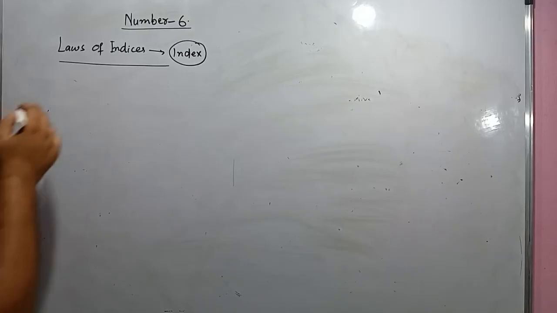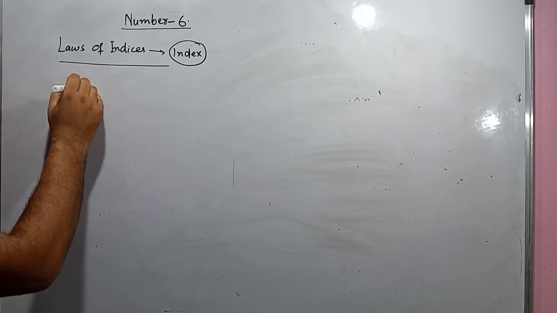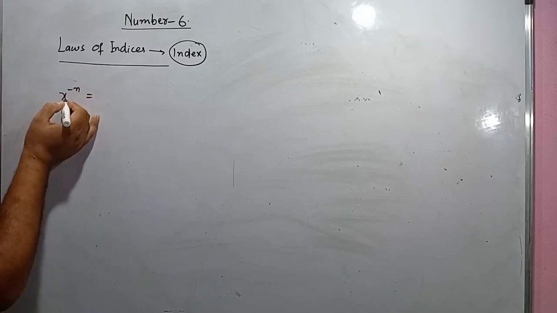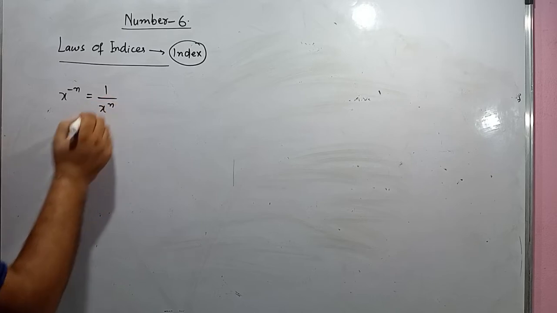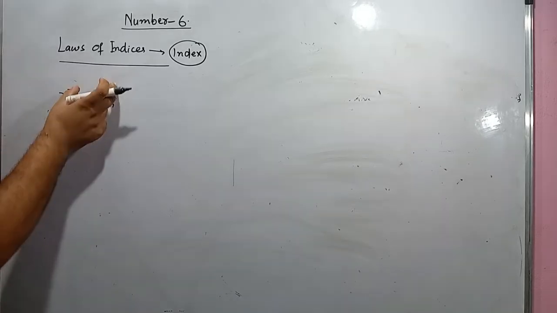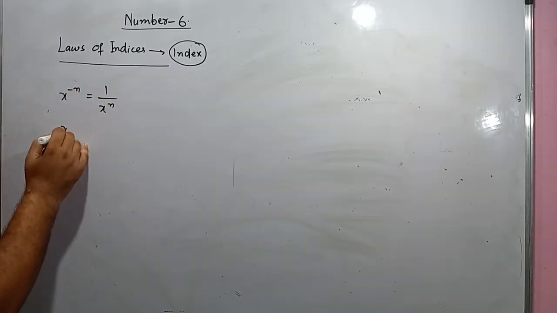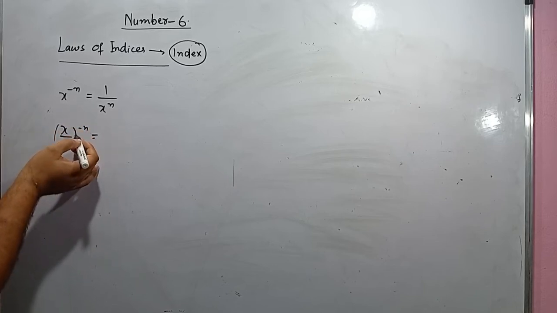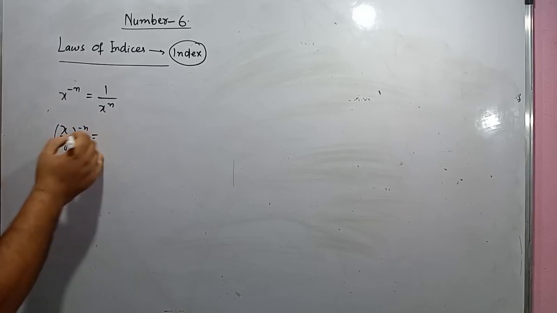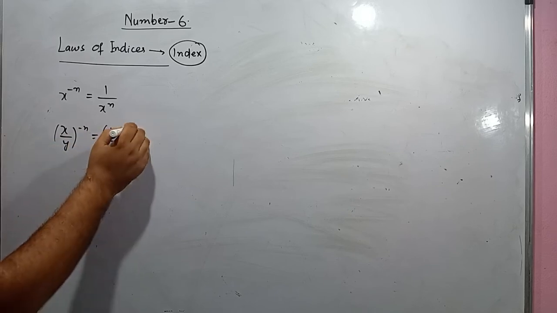Now next we have x to the power minus n. If we want to make it positive, I have to write 1 divided by x raised to the power n, that is the reciprocal of this. And if it's (x by y) whole to the power minus n, to make the power positive, I will write the reciprocal of this, that's (y by x) whole to the power n.